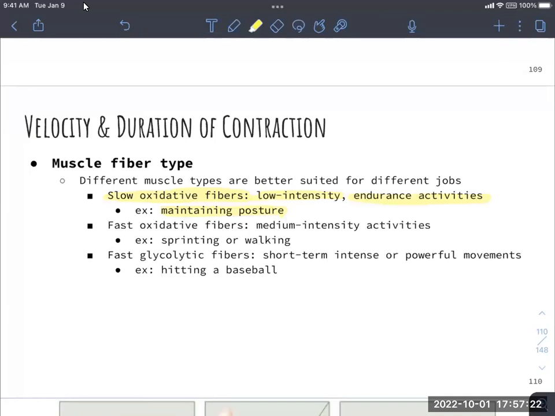Those fast oxidative fibers, they're kind of medium intensity activities. You're sprinting or you're walking.